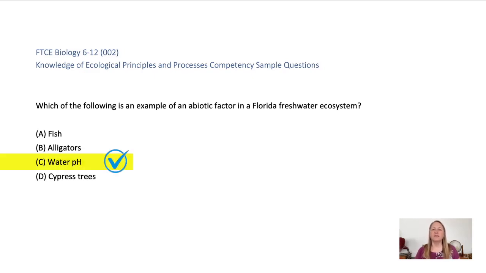The correct answer is C. Water pH is an example of an abiotic or non-living factor in an ecosystem. It can affect the types of organisms that survive in a particular environment. Alligators, cypress trees, and fish are all biotic, or living, components of an ecosystem.